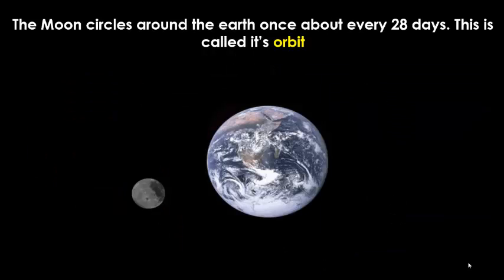Now we know that the moon gets its light from the sun, but that still doesn't explain why it changes shape. The shape of the moon has to do with its position in the sky. The moon circles around the earth once about every 28 days. This is called its orbit.